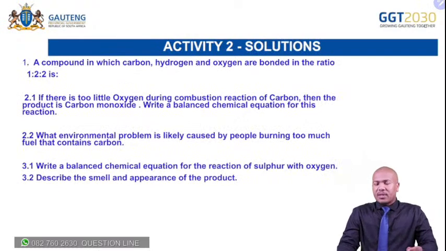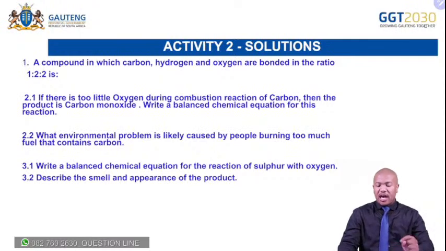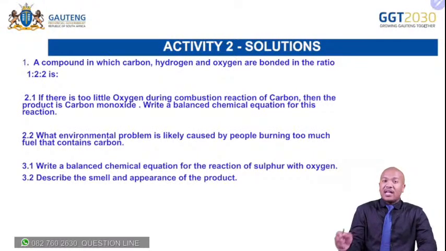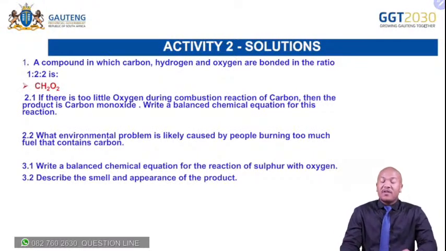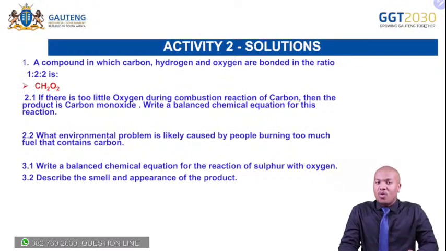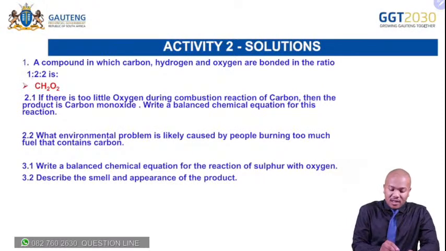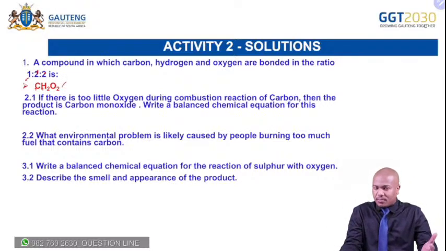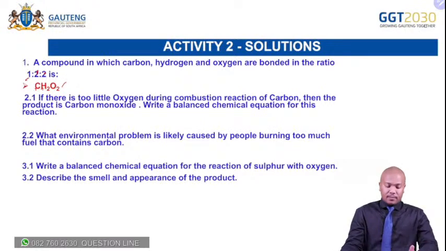Number 1 says: a compound in which carbon, hydrogen, and oxygen are bonded in the ratio 1:2:2 is... and the answer is CH2O2. Why do we say that? This 1 stands for 1 carbon, this 2 stands for 2 hydrogens, and this 2 stands for 2 oxygens. Do we get it now? Now 2.1.